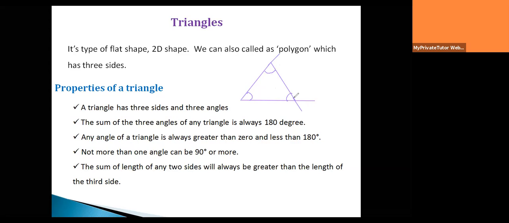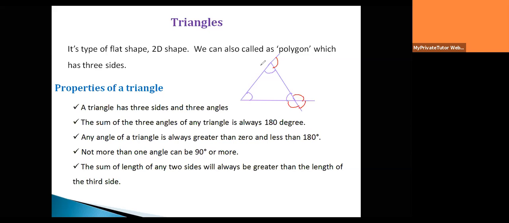What do you mean by exterior? The angles which come outside the diagram. See, these are the angles, the ones represented in red color. Those angles are exterior angles. So the interior angles add up to 180 degrees. Any angle of a triangle is always greater than 0, which means it lies between 0 and 180. If you take any of the three angles, all the angles are between 0 and 180.